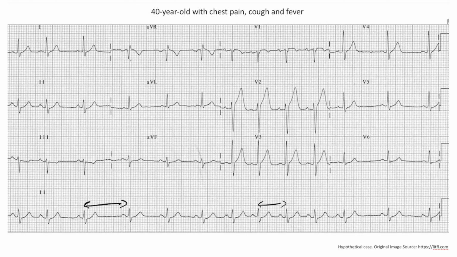Notice that the P waves are upright in lead 2 and inverted in AVR, so the axis of the P wave seems to be okay. And notice how pretty much all the P waves have fairly similar morphology, and the PR intervals are relatively constant. So this would be sinus arrhythmia.